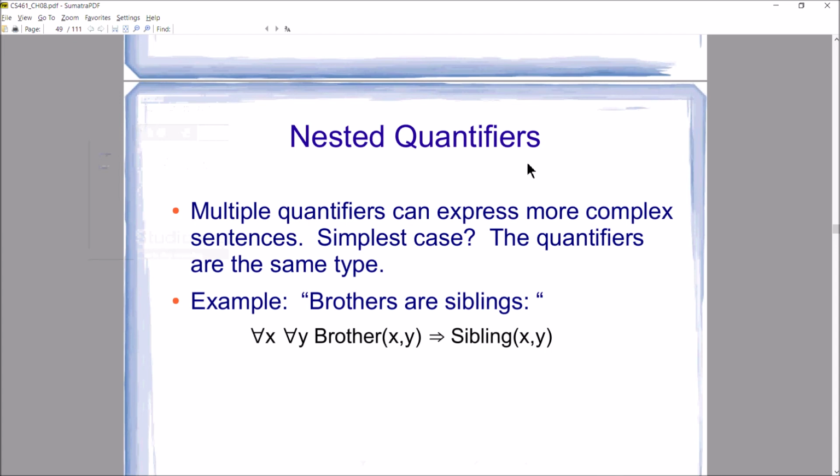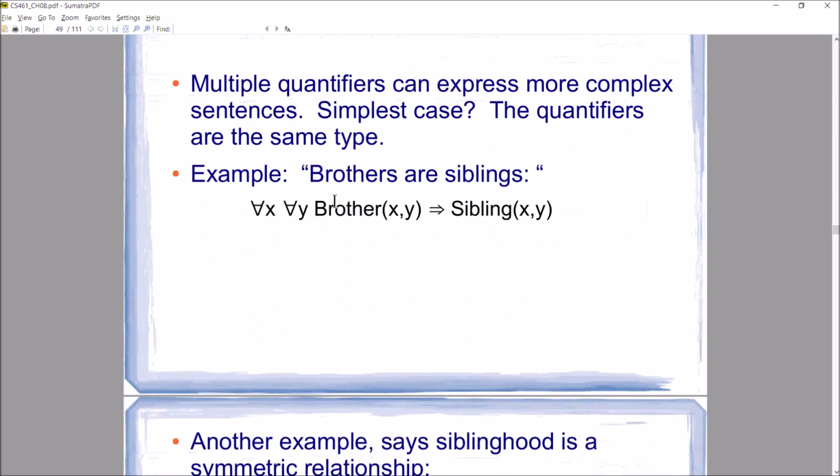All right, so you can combine quantifiers to make far more complex sentences. In the simplest example, you have quantifiers that are the same type. If you wanted to say something like brothers or siblings, then you can say, for all x and for all y, if x is a brother of y, then that implies that x is a sibling of y. So anybody who's a brother of y, that means they're a sibling.